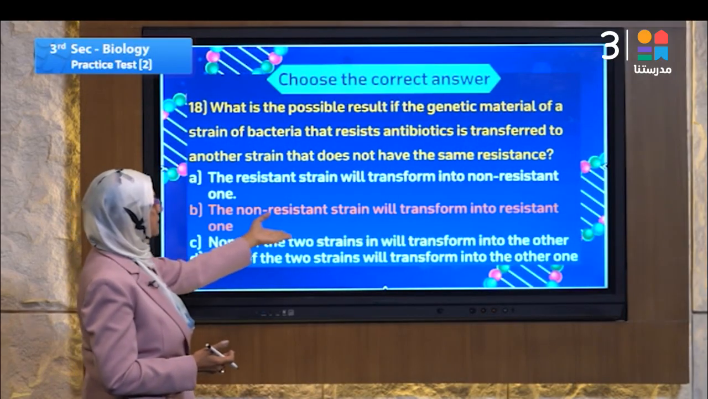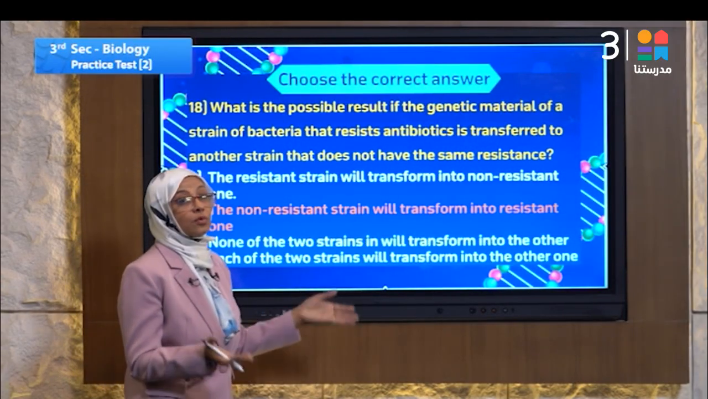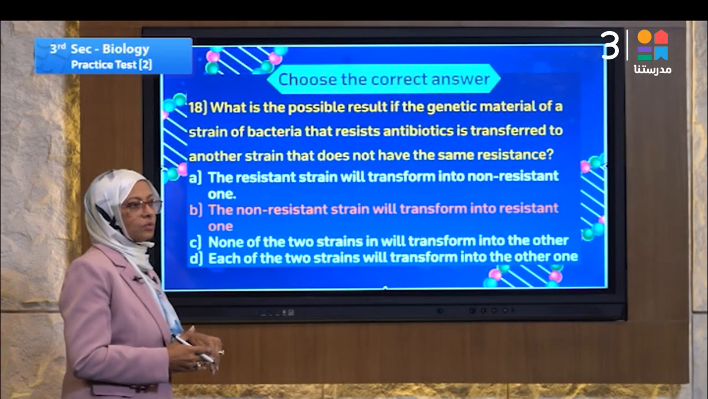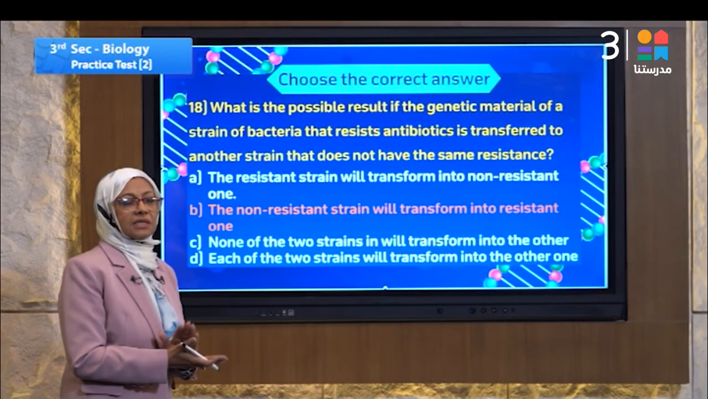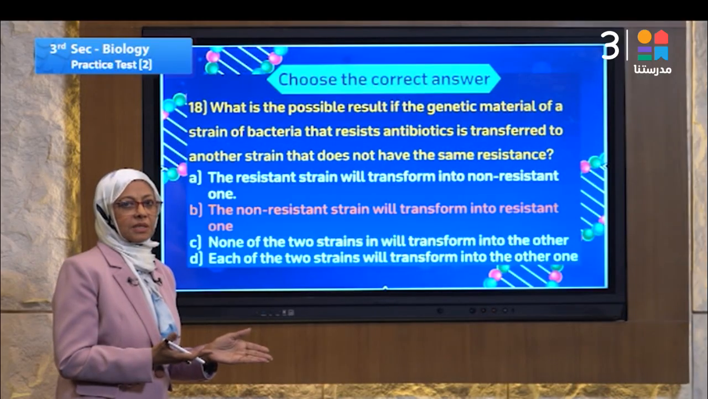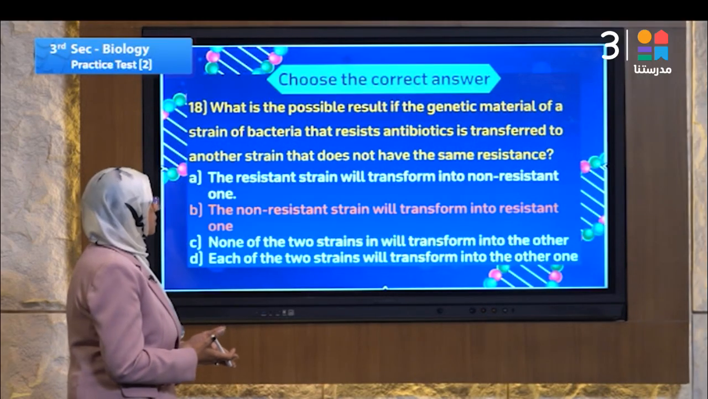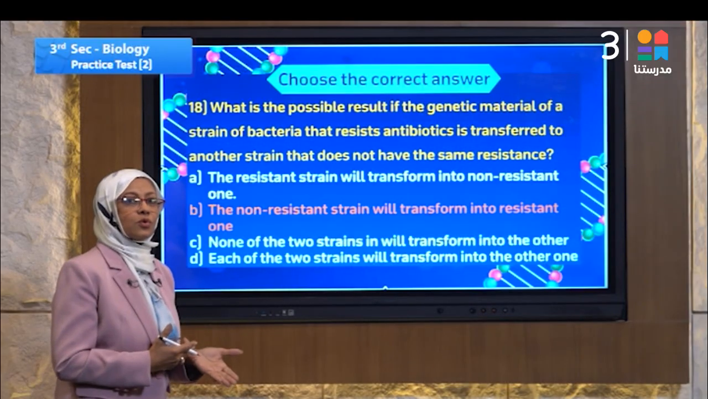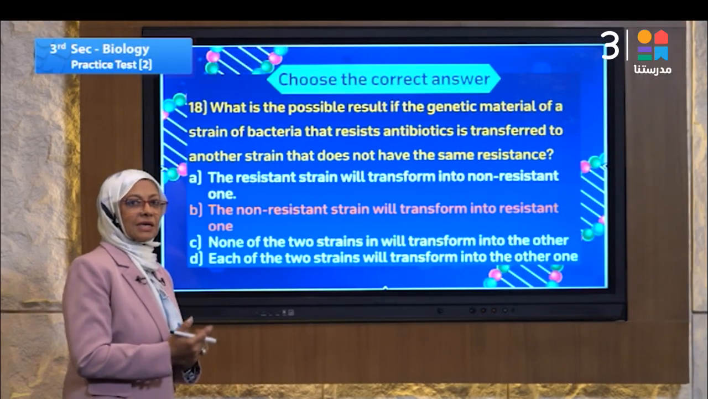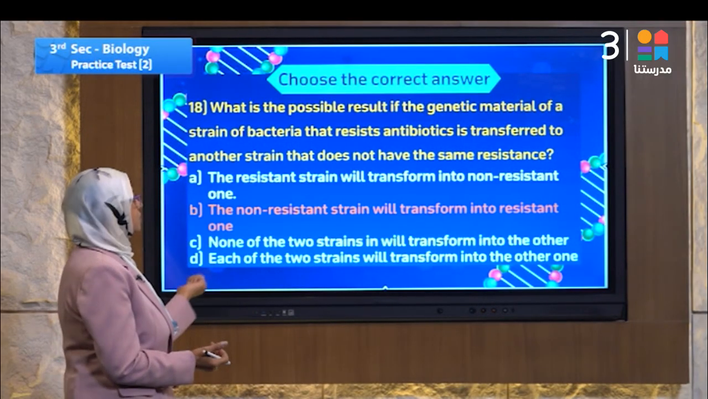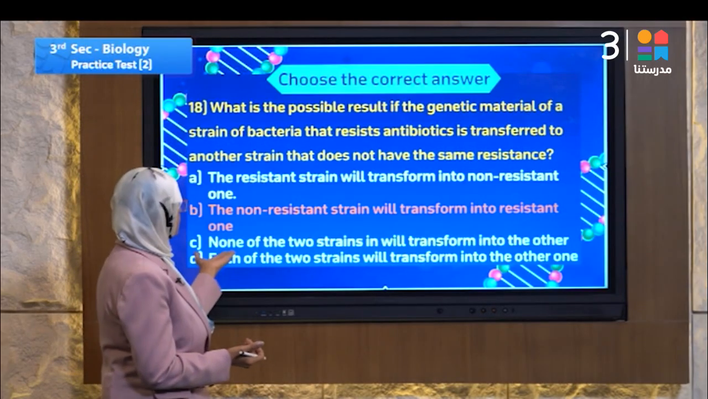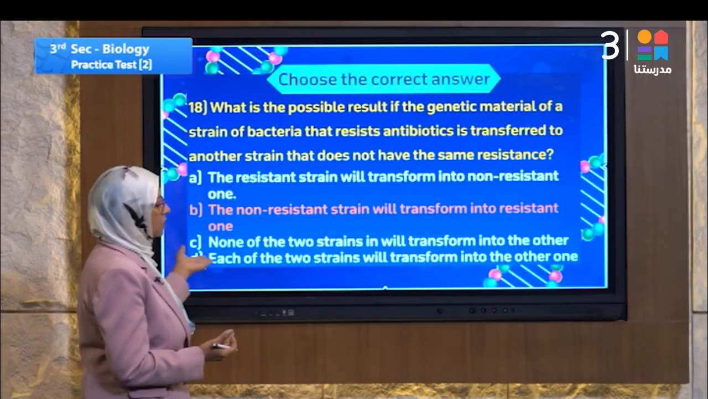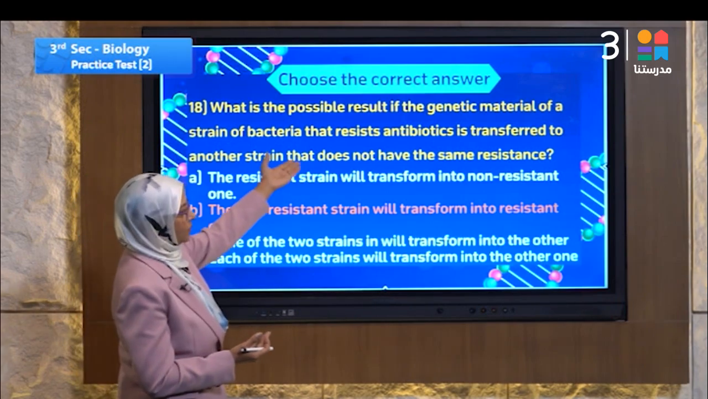B, the non-resistant one will transform to a resistant one. So we decide not to take any antibiotic at first. We will rely on natural immunity before we go to get any antibiotic because of this. So the answer: the non-resistant strain will transform into a resistant one, resistant to antibiotic.